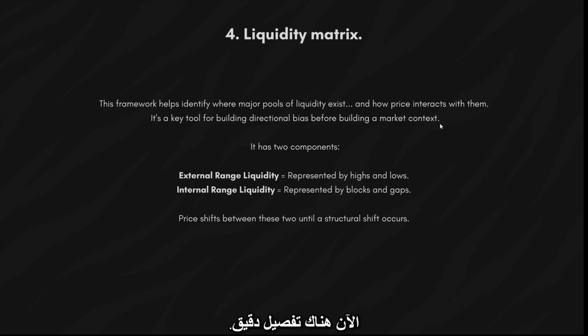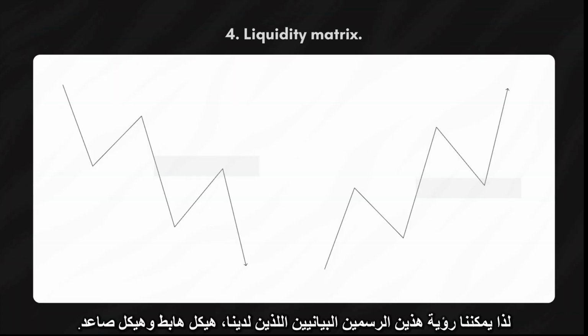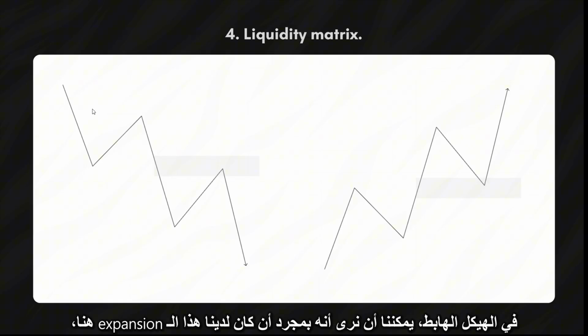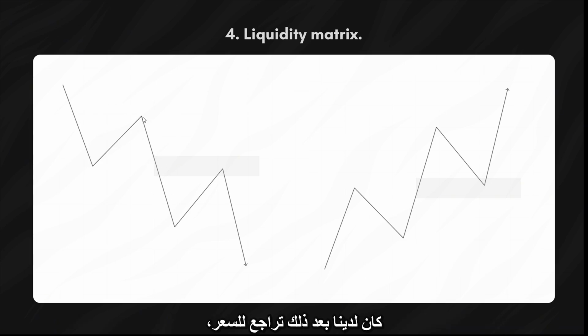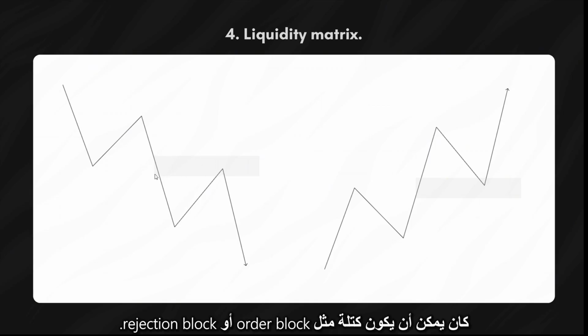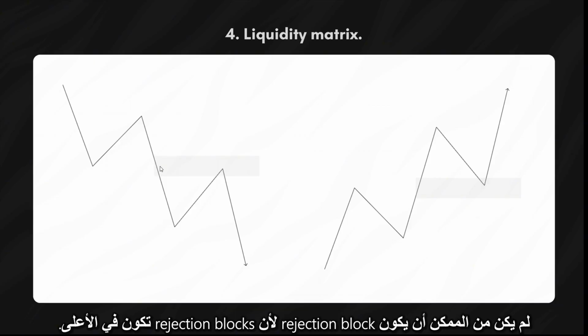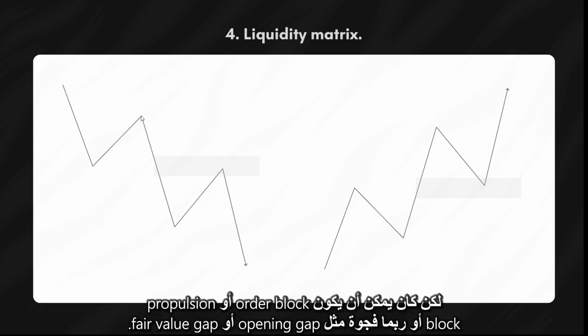Okay, now let's move on. We can see these two graphics right here. We have a bearish structure and a bullish structure. In the bearish one, we can see that once we had this expansion right here, we then had price retrace back and test some sort of key level. It could have been a block such as an order block, a rejection block. It couldn't have been a rejection block because rejection blocks are right here, but it could have been an order block, a propulsion block, or maybe a gap, such as an opening gap or a fair value gap.